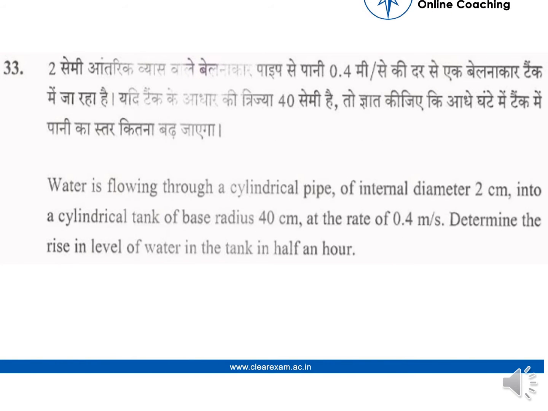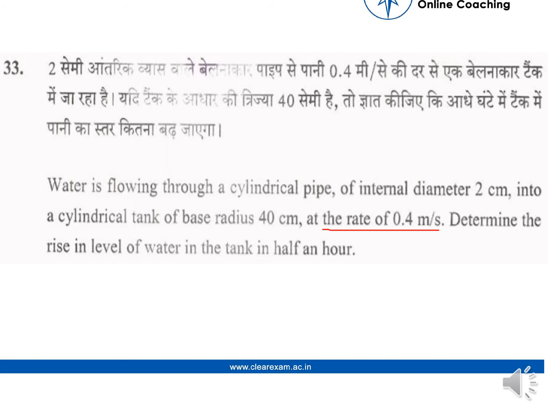Water flows through a cylindrical pipe of internal diameter 2 cm into a cylindrical tank of base radius 40 cm at a rate of 0.4 meters per second. Determine the rise in level of water in the tank in half an hour. So let's try to understand the question.